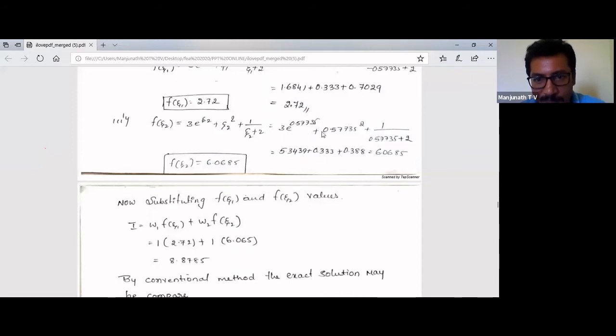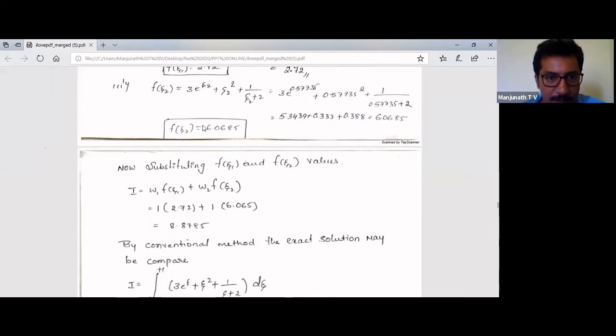Okay, you can simplify it by using the calculator. For all the simplifications you are going to get values like this. Then the final value will be 6.0685. So this is how we have got the f of zeta 1 value and the f of zeta 2 value.